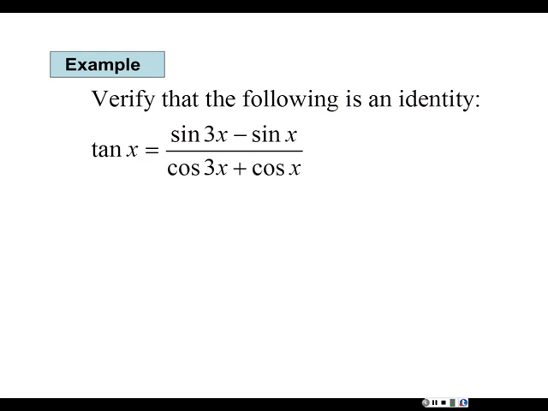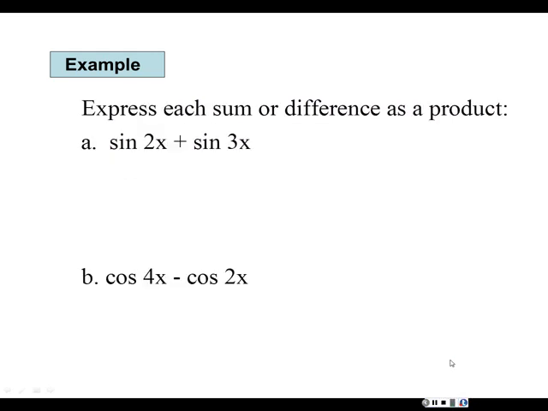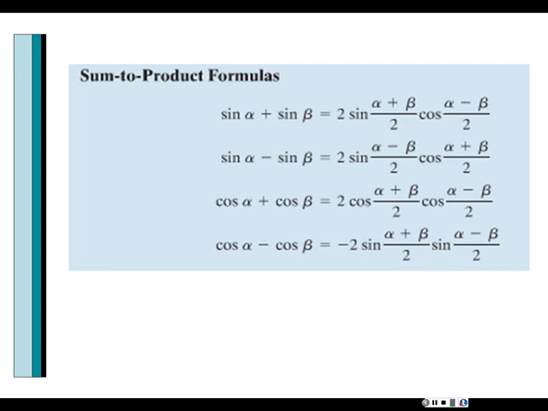Let's go back to the formula page. Okay, here we have the formulas. Now for sine 3x minus sine x, you probably will choose formula number 2. And for cosine 3x plus cosine x, you will choose formula number 3, right? Formula number 2 and formula number 3. So apply it and see what you get, and divide the first product by the second product, and then see whether you get tan x.